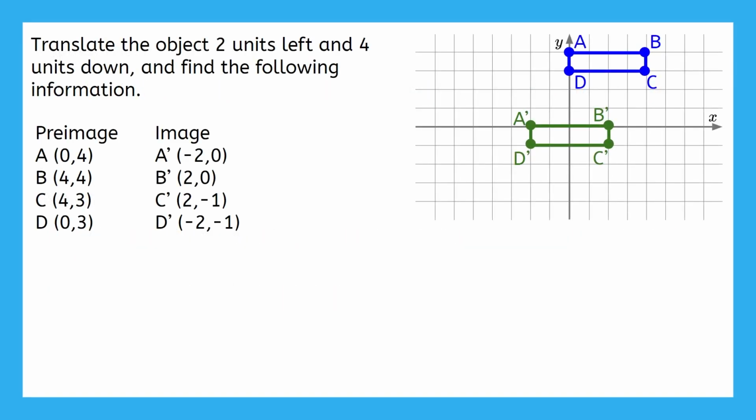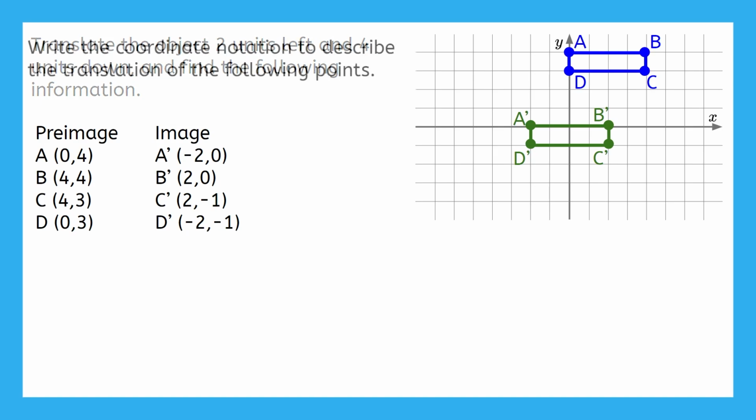This is the first example that we looked at in the previous lesson. Do you remember this problem? If not, pause the video now and go back in your notes to review what we did here. In this lesson, we want to write a notation that describes what happened to our points when we translated or shifted them. Let's see if we can find any patterns when going from our pre-image coordinates to our image coordinates.